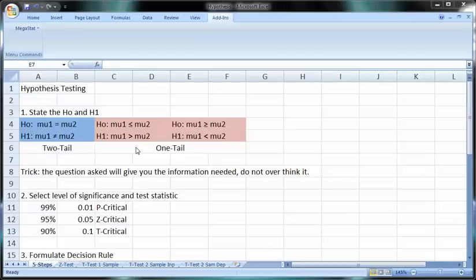Another way of writing the null and the alternative would be the mean of 1 is less than or equal to the mean of 2. The alternative would be the mean of 1 is greater than the mean of 2. The third way of writing them, the null, the mean of 1 is greater than or equal to the mean of 2, and the alternative would be the mean of 1 is less than the mean of 2.